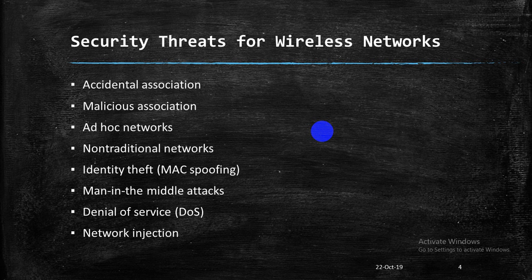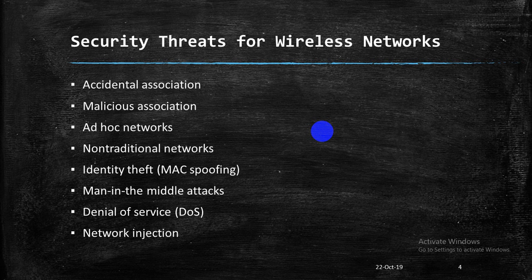In identity theft, this occurs when an attacker is able to eavesdrop on network traffic and identify the MAC address of a computer in the network. Man-in-the-middle attack involves persuading a user and an access point to believe that they are talking to each other.